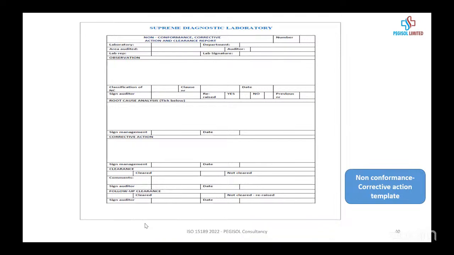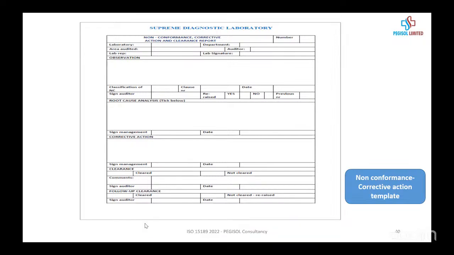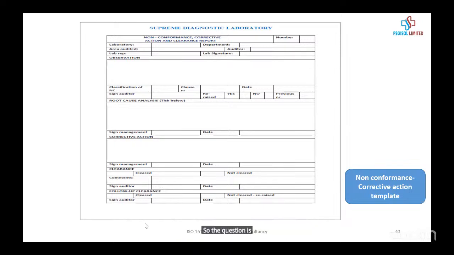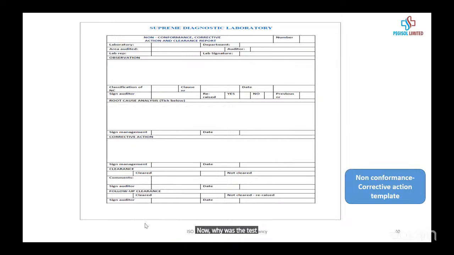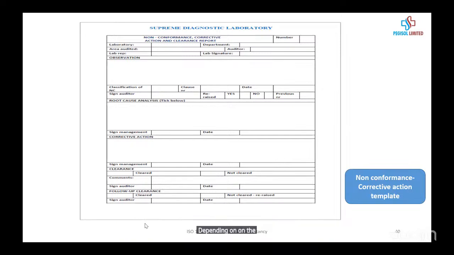Okay, let's say the non-conformance is that the test result is not ready. So the first why is: why was the test result not ready? Because the test was not done. Now, why was the test not done? I'm just giving an example. The answer to the first why may change depending on the root cause analysis that is being done.